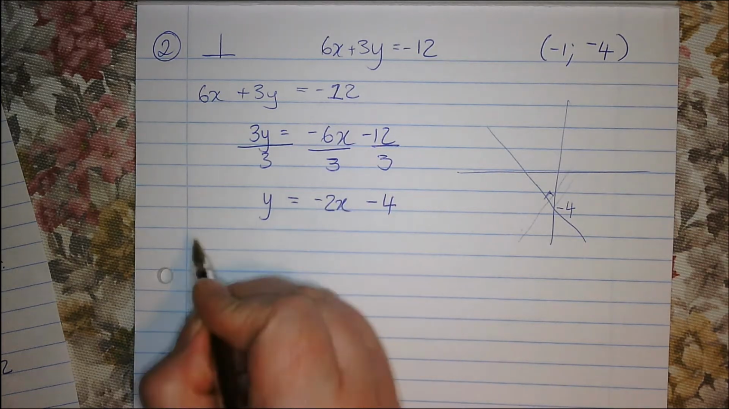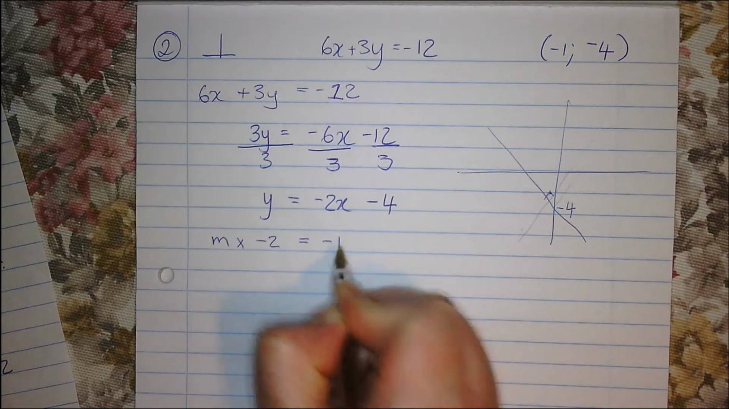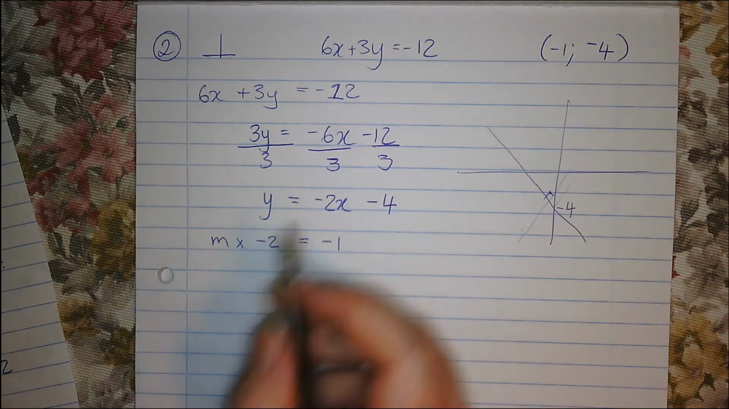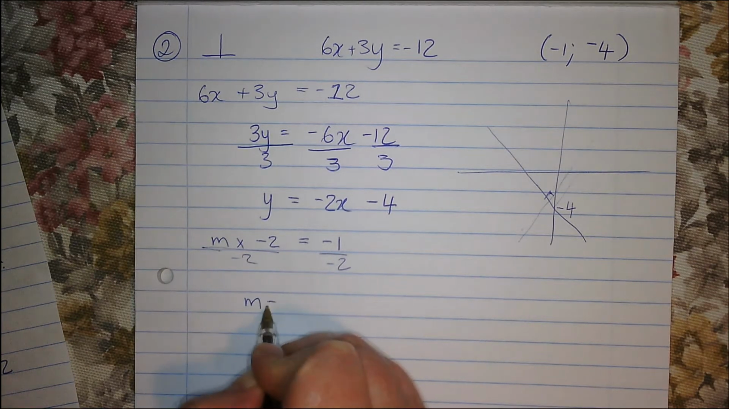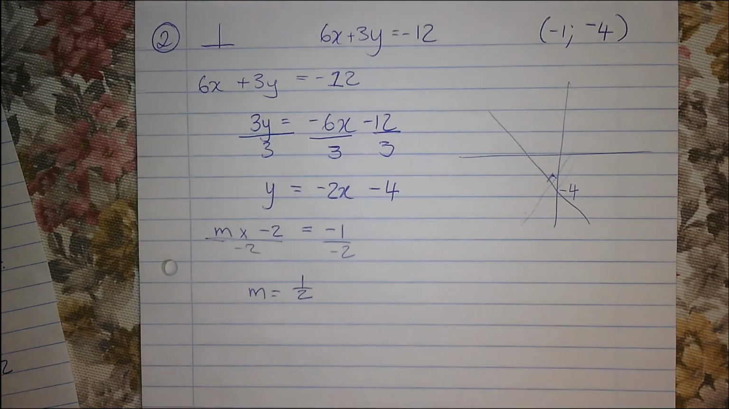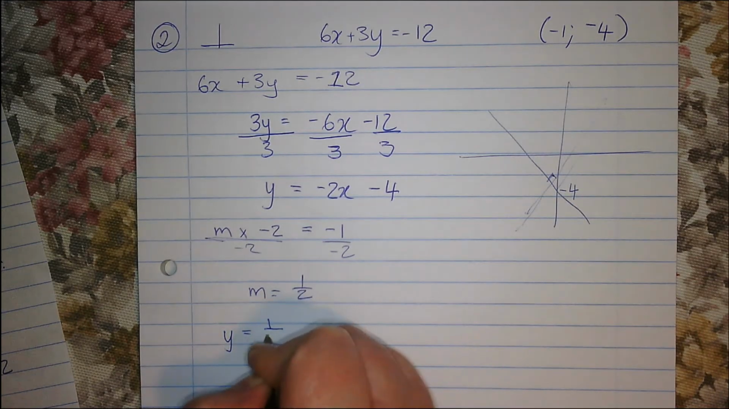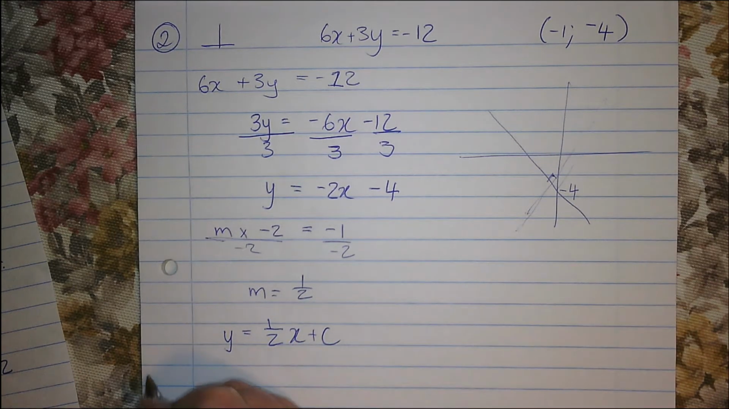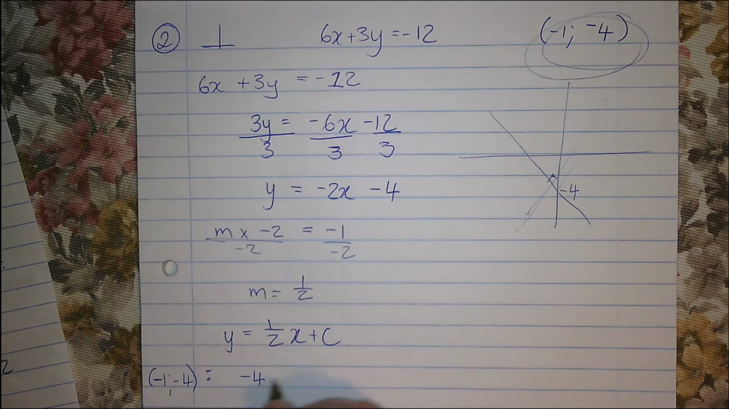Let's have a look. So the gradient that we want multiplied by this gradient must give us negative 1 because they're perpendicular. So we're going to divide by negative 2, divide by negative 2. That gives me m equal to a half. So the gradient of this line is a half. So it's y equal to a half x plus c. We want to substitute in the point that it goes through, which is negative 1 and negative 4. That gives me negative 4 equal to a half times negative 1 plus c.